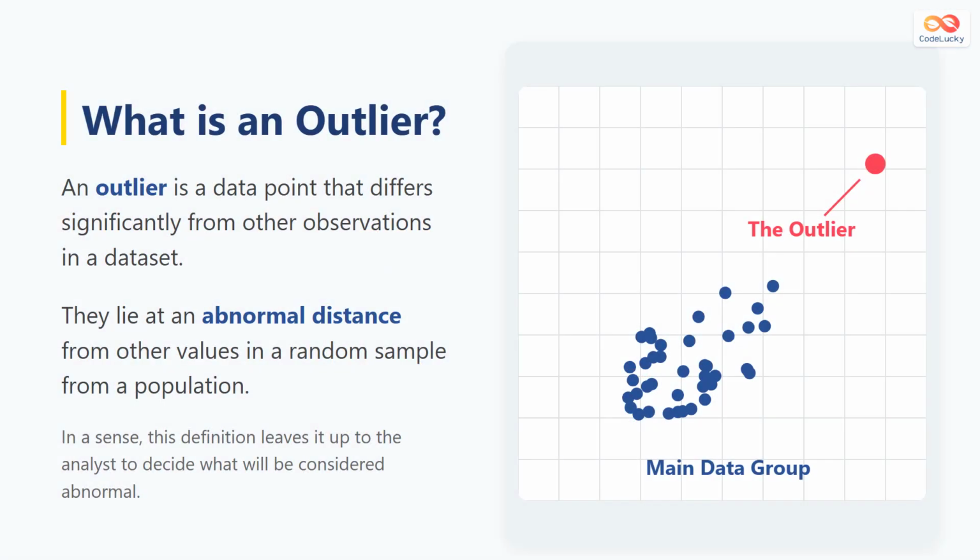So, what exactly is an outlier? Simply put, it is a data point that differs significantly from other observations in your dataset. Imagine a flock of sheep where everyone is white and there is one black sheep standing far away. In data terms, that isolated point lies at an abnormal distance from the main group of values. As an analyst, it is often up to you to decide what counts as abnormal.